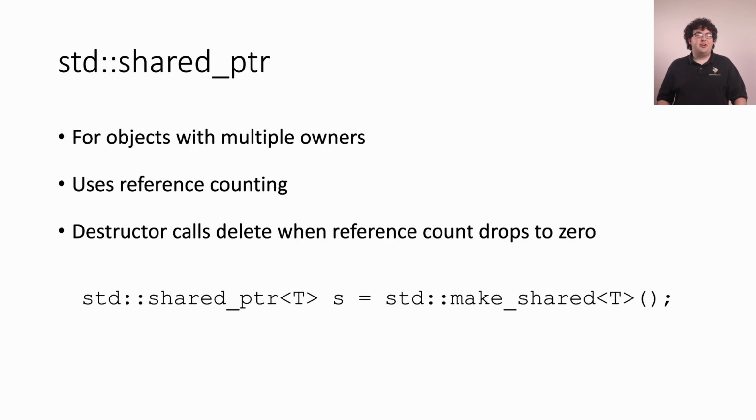The next type is shared pointer, and as its name suggests, it's used when we need to share ownership between multiple objects. It works using a technique called reference counting, where it keeps account of how many copies of a specific shared pointer exist, and when that number drops to 0, delete is called. This makes it easy to share an object between multiple owners, because the object will be kept alive as long as at least one of the owners still wants it to be there.